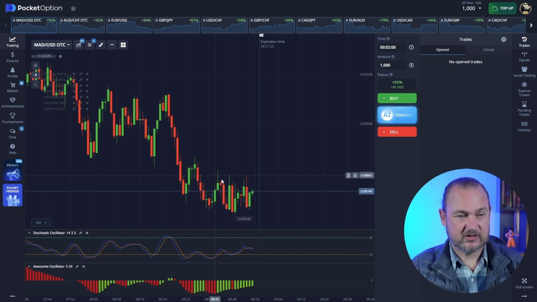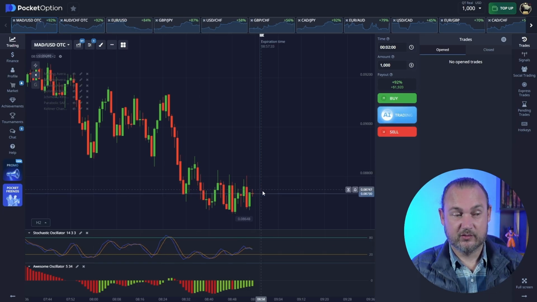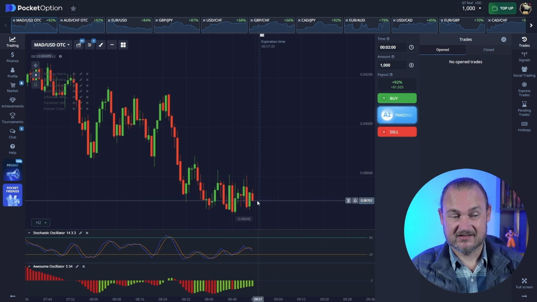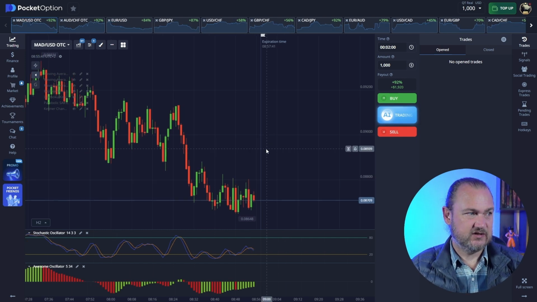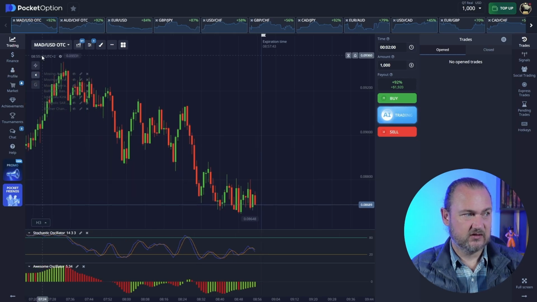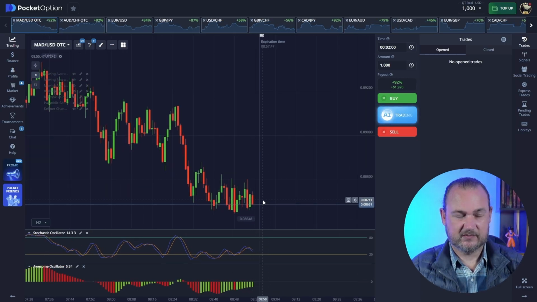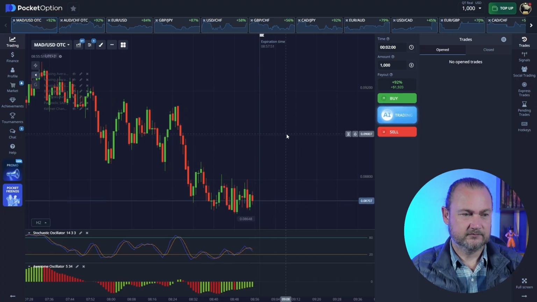We can see that price is making lower highs, but the stochastic is making higher highs. That's also a sign of a continuation trade. In this case, this will be down. Let's see, we've got a few seconds left for this candle to close. 15 seconds left on this. If you get a red histogram bar, I'm definitely taking a sell trade on this.